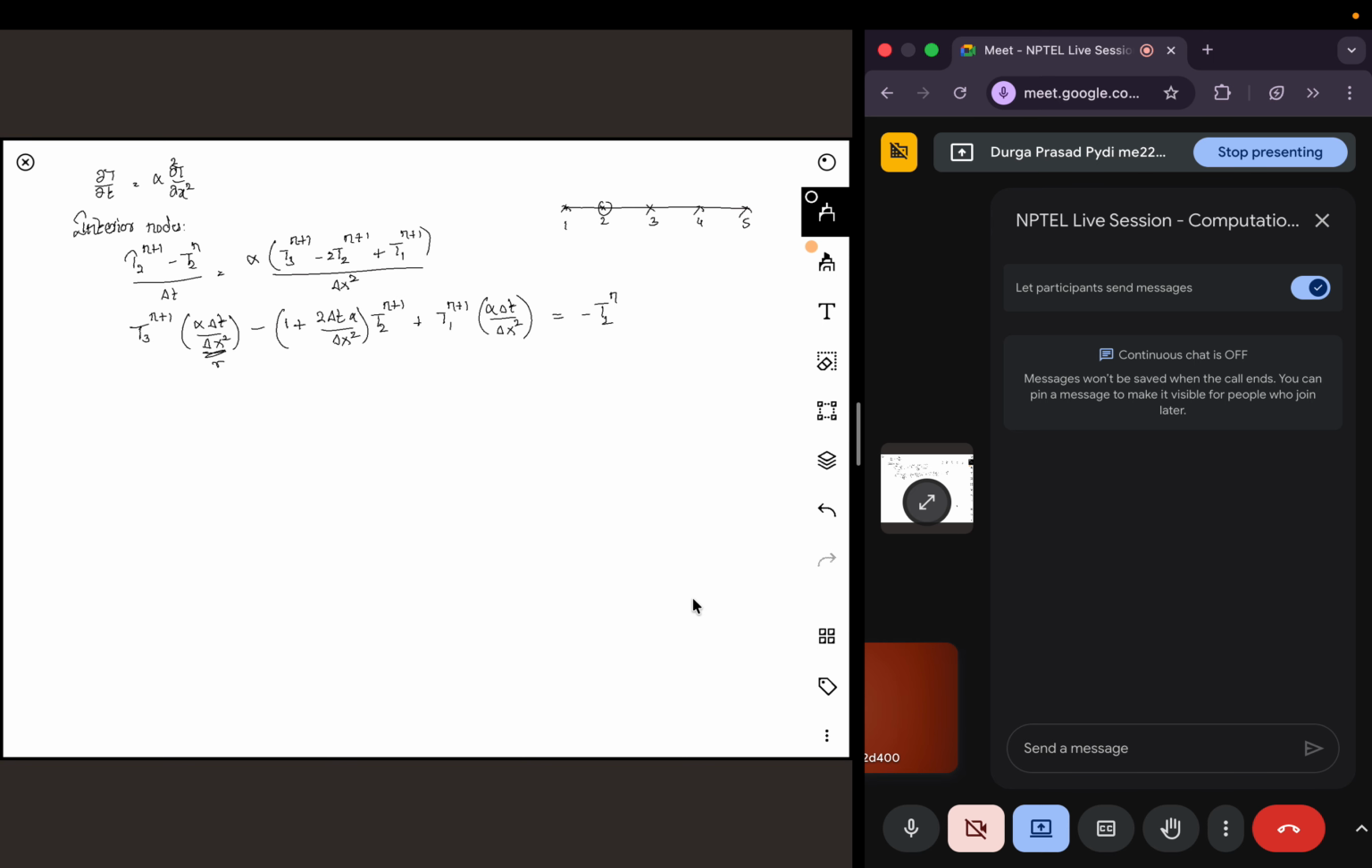So let's just call this some R. This will be 1 plus 2R. This will be R. So if I were to write the same for node 3, this will be T4 n plus 1, T3 n. And similarly for node 4, we were to write T5 n plus 1, that is, I plus 1, n plus 1 R, minus 1 plus 2R for the current node, plus R times the node on the left side.